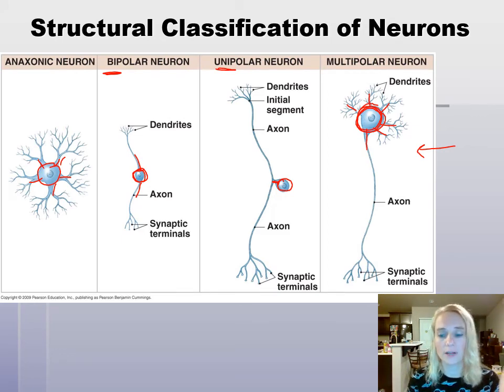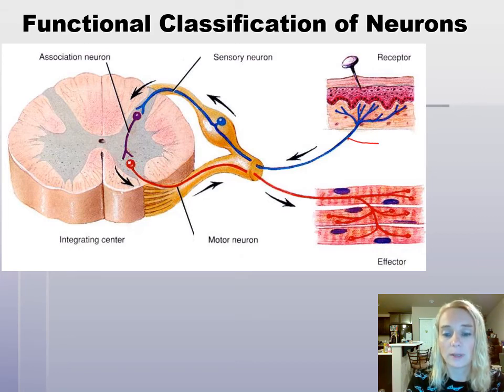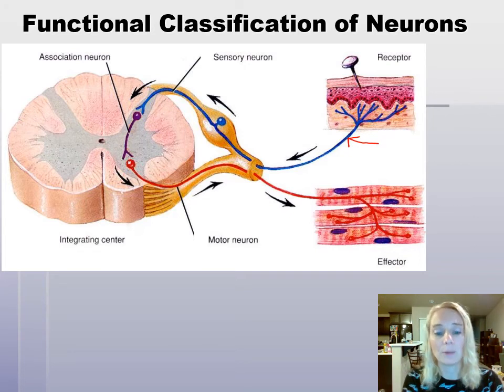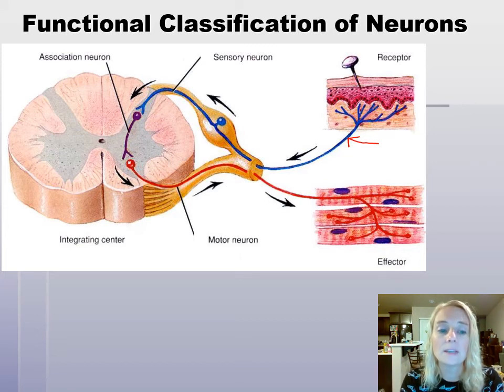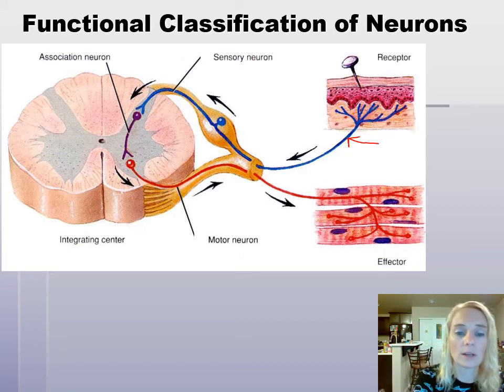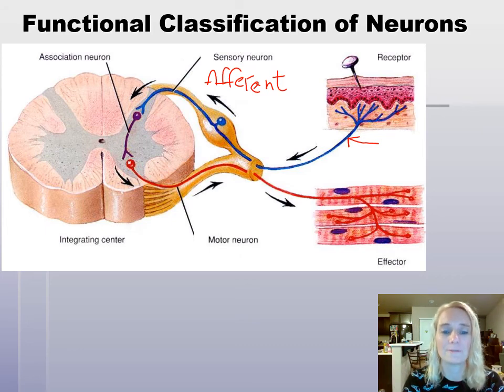All right, so that's the structural classifications of neurons. And then we have functional classification. What kind of information are these neurons carrying? We just identified unipolar as being sensory, right? So this blue neuron here, and we can see it's unipolar. It's got its little cell body off to the side with that one process. These are called afferent or sensory neurons. Afferent, if you remember, means coming towards. So a neuron that's carrying information towards the CNS will be an afferent neuron.